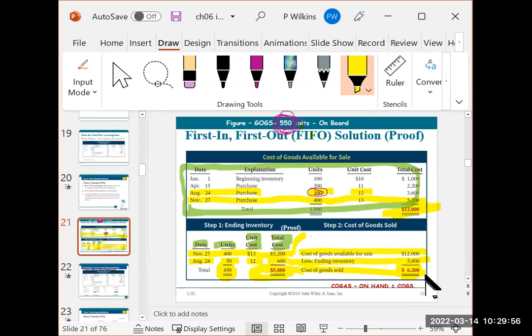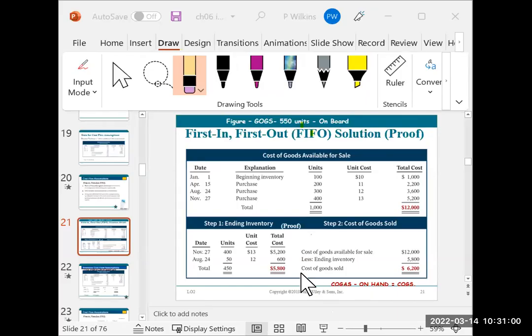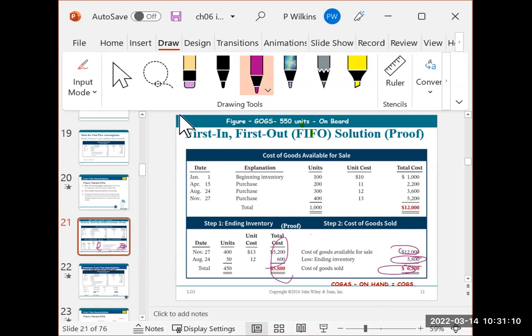And I'm going to walk you through how to do the proof for the cost of goods sold. All right, so now we know how we got the cost of goods sold and how we got the ending inventory, right? We know the cost of goods sold is the total cost of everything minus the ending inventory, which gives us what we sold. Now, we want to prove that cost of goods sold number is really $6,200.